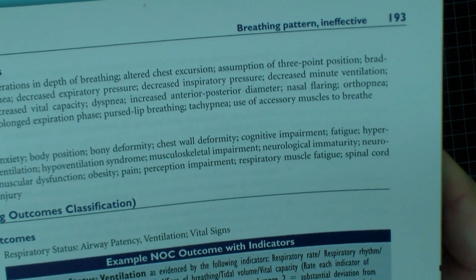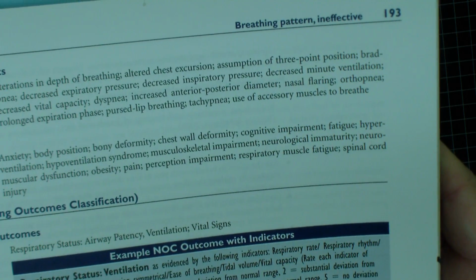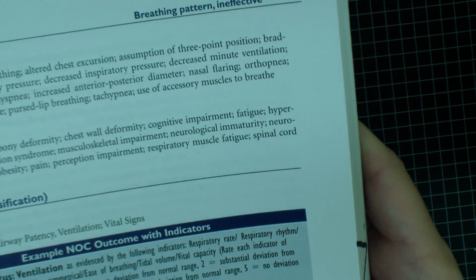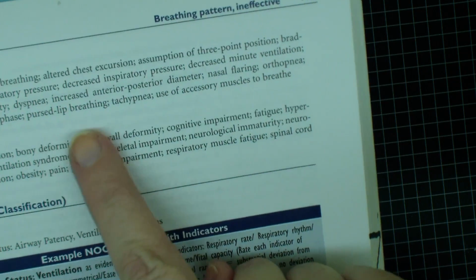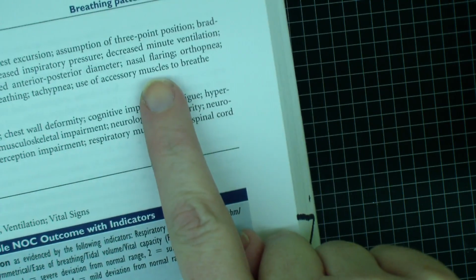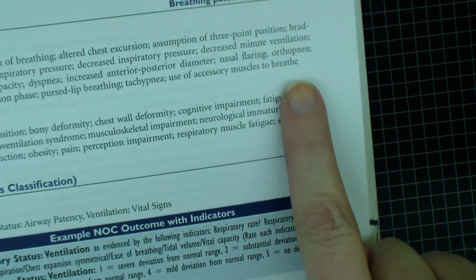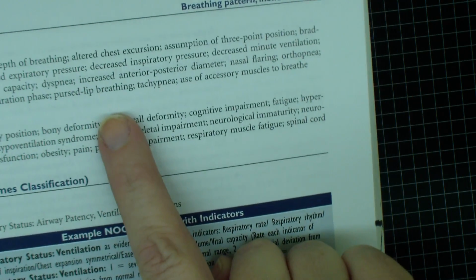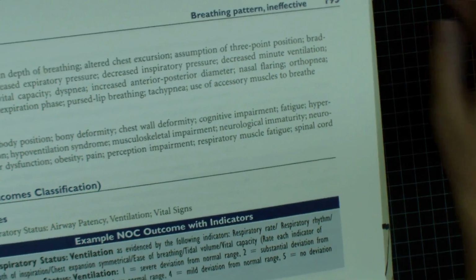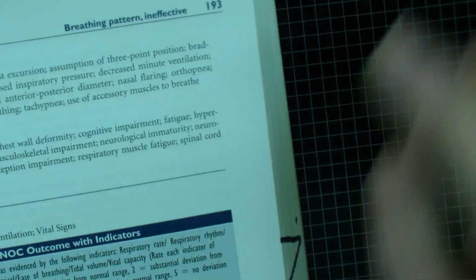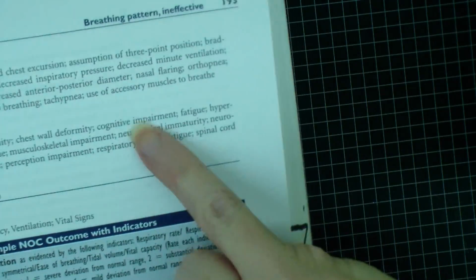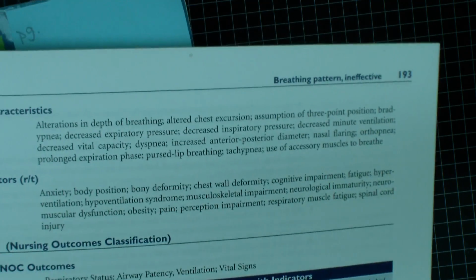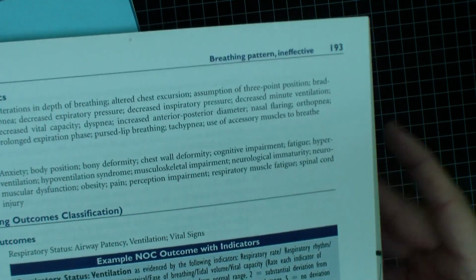excursion, assumption of 3-point position, bradypnea, decreased expiratory pressure, decreased inspiratory pressure, decreased minute ventilation, dyspnea, nasal flaring, orthopnea. They could have a prolonged expiration phase, pursed lip breathing, big with COPD patients and emphysema patients, tachypnea, or use of accessory muscles. So you're seeing not only their chest, they're using their abdomen, they're using their rib cage, they're using everything for breathing because they're having a very hard time.